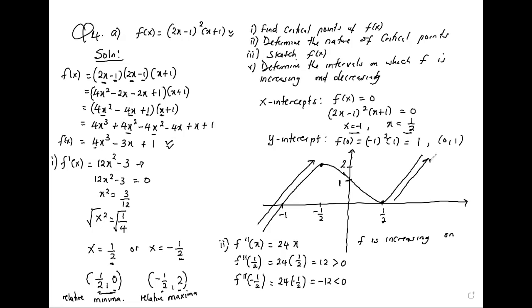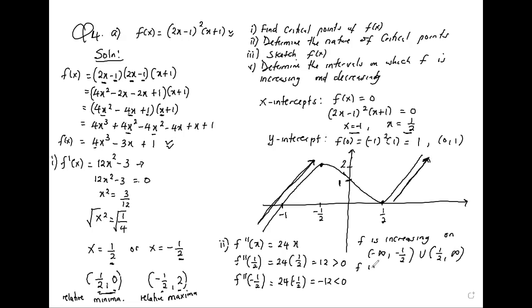So values of x from negative infinity up to negative half, union positive half up to positive infinity. The function is going up. That is where it's increasing.